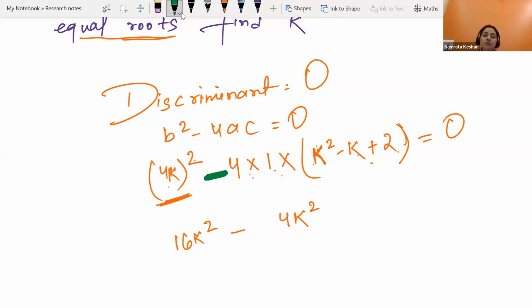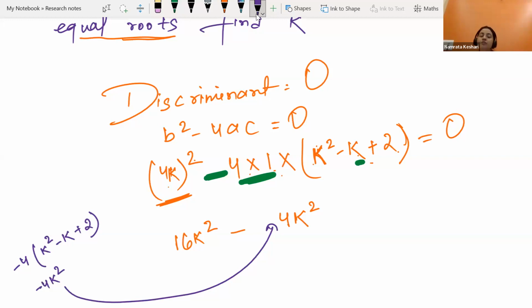So this minus 4 we are going to multiply with the second term, that is minus k. If we multiply minus 4 with k square minus k plus 2, I have written the first term, that is minus 4k square. What will be the second term, what will be the third term? It will be minus.